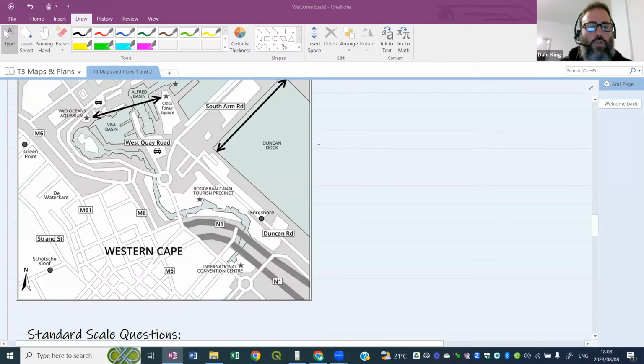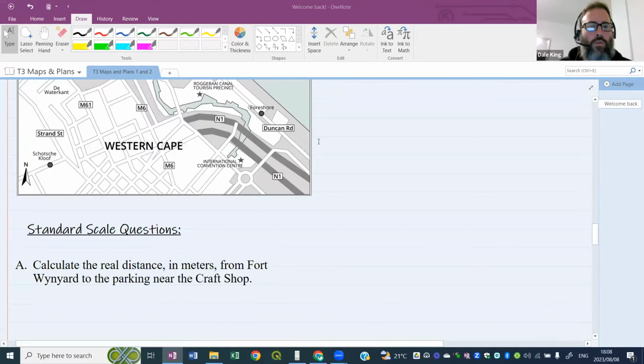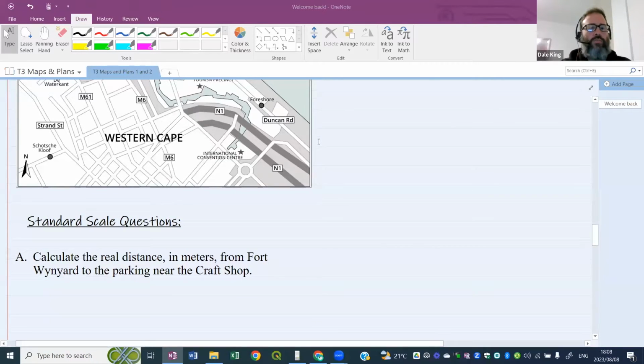Okay, let's get down to some standard scale questions with this map. Now I'm going to have to move up and down. I will copy the questions as well to make it a little bit easier. Here's the first question: calculate the real distance in meters from Fort Wynyard to the parking near the craft shop. Before we even look at the map, I know what you guys are thinking, show me the map, I want to answer this.